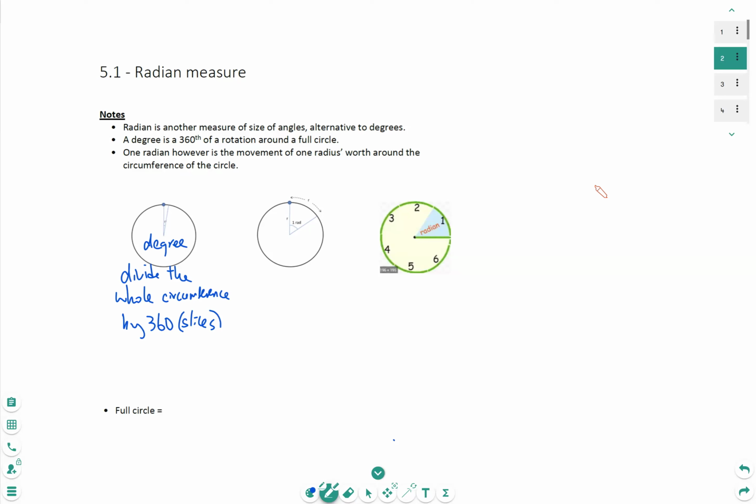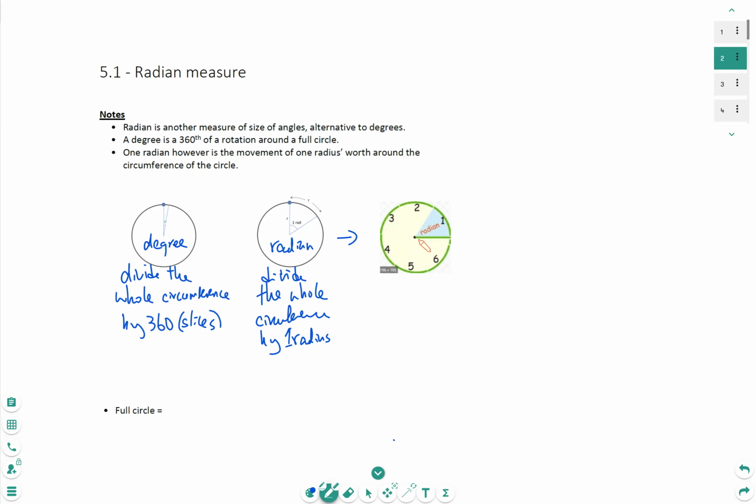Now on radians, 1 radian, however, is the movement of one radius worth around the circumference of a circle. Very confusing, isn't it? What it means is we divide the whole circumference by one radius. That means the bigger the circle, the bigger the circumference, but also the bigger the radius. So the radian will still be consistent in that way. It's a different way of measuring. If you don't understand, we'll look into a bit more detail.